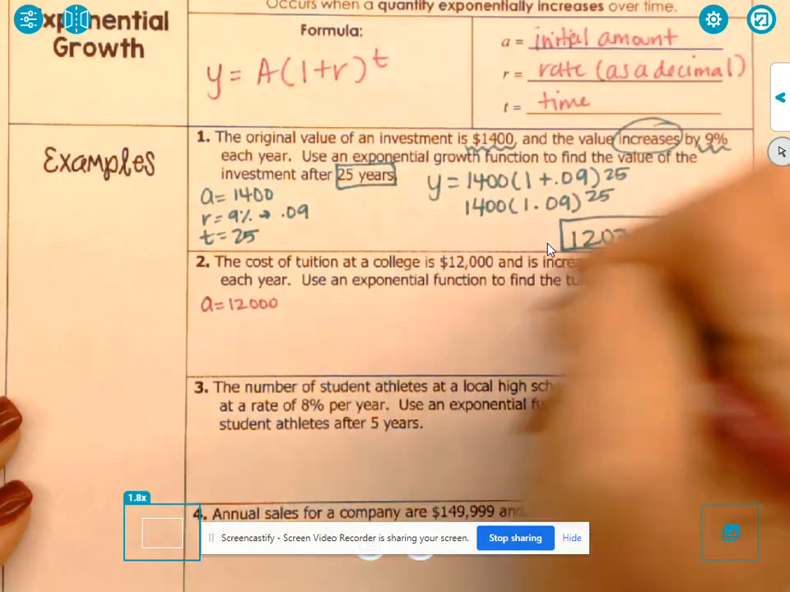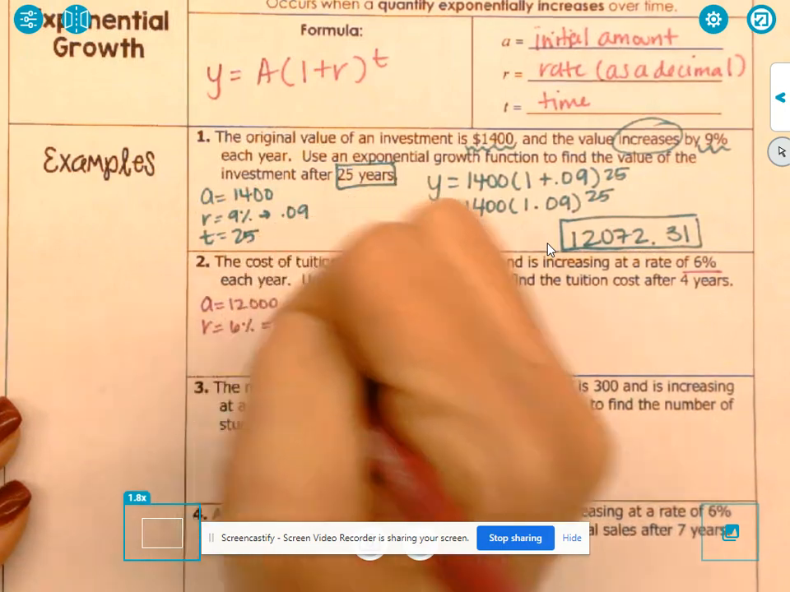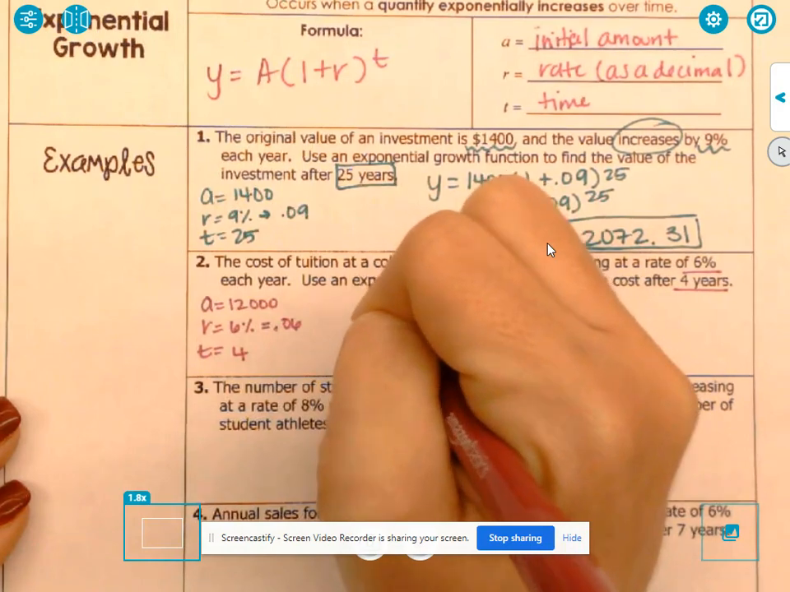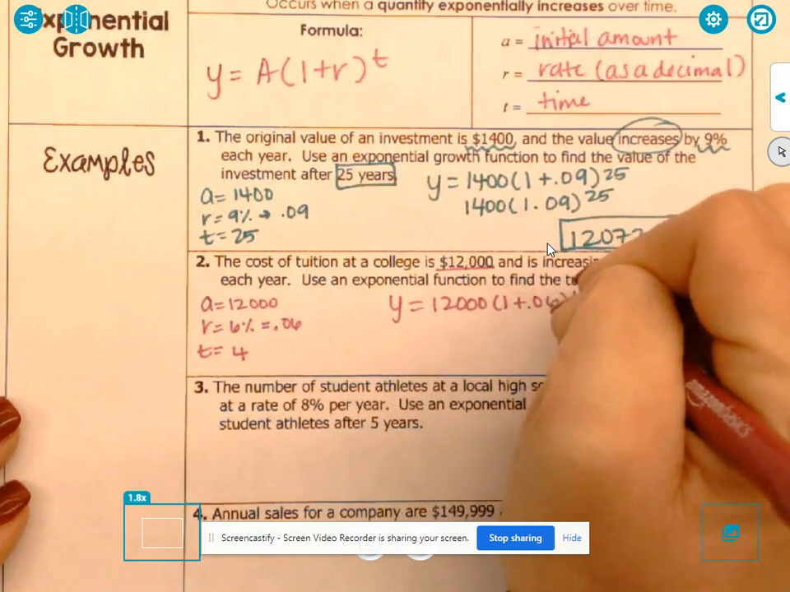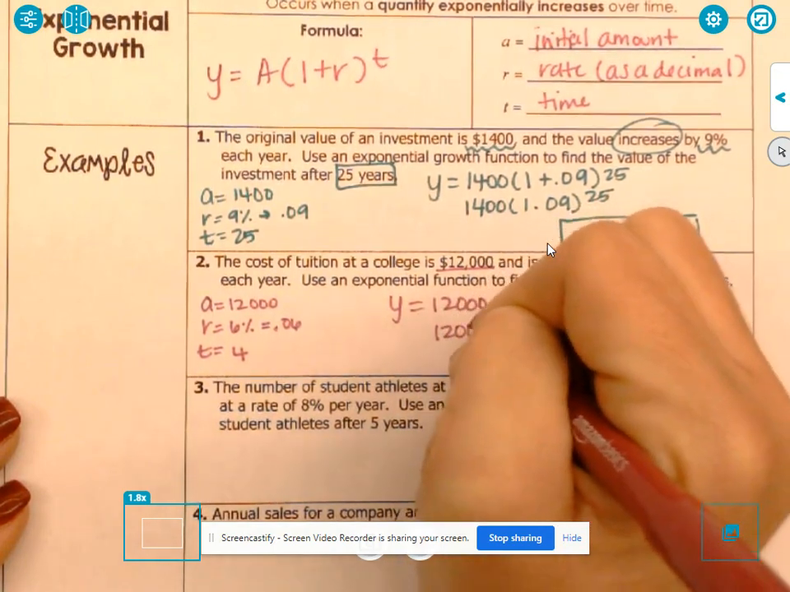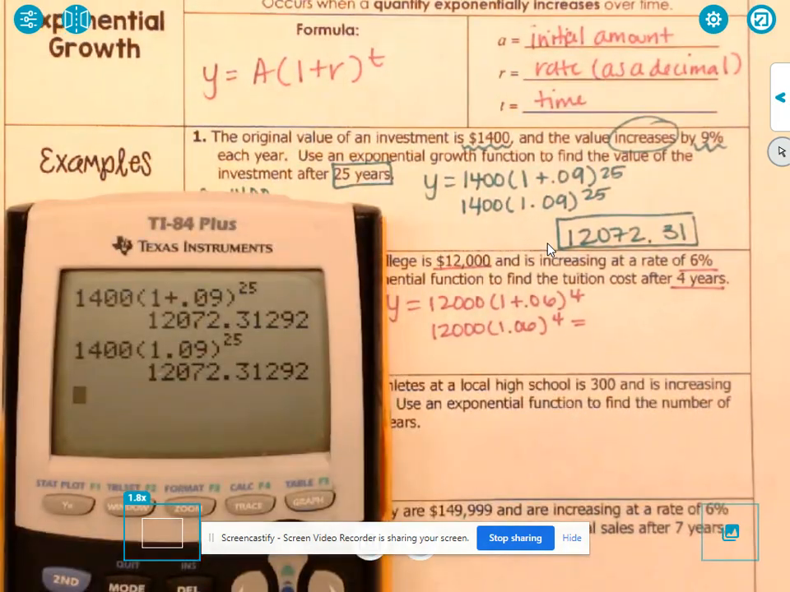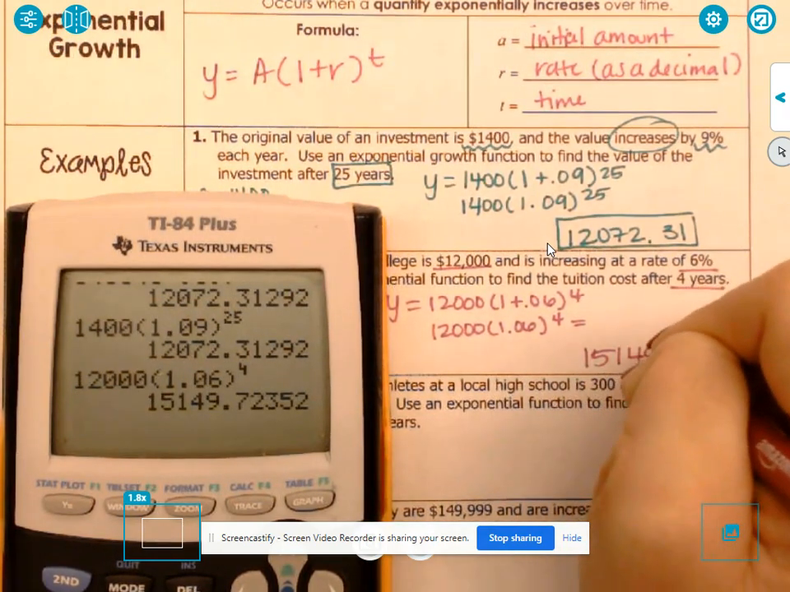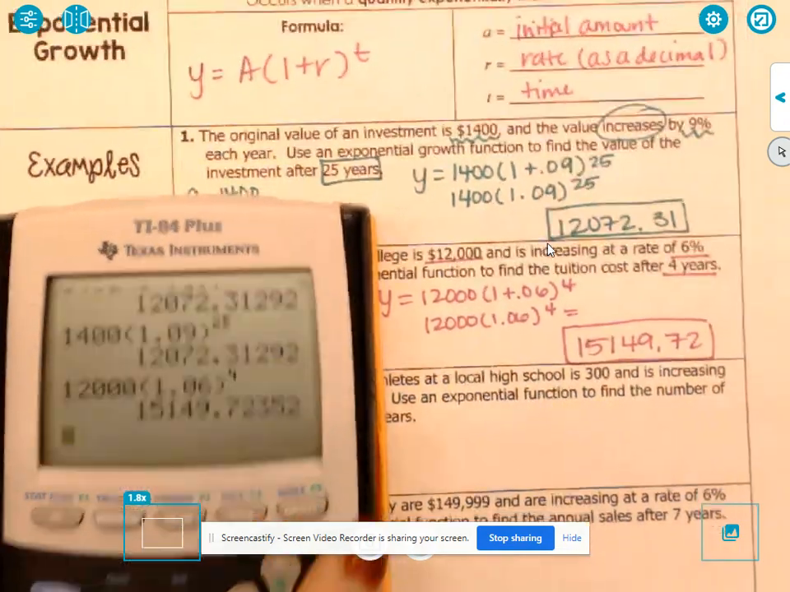Cost of tuition to college is $12,000, so our A is the $12,000. Our rate is 6%, so 6% is going to be 0.06, and our time is after 4 years. So again, y is going to equal 12,000 times (1 plus 0.06) to the fourth. We're just going to type that straight in: 12,000 times 1.06, raised to the fourth power, and we're going to get 15,149.7.